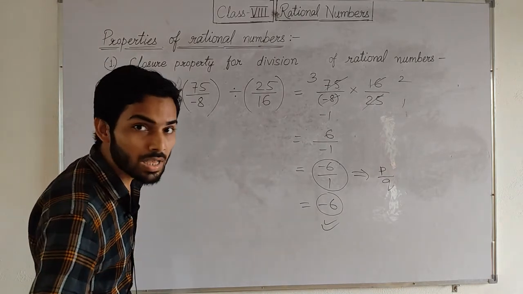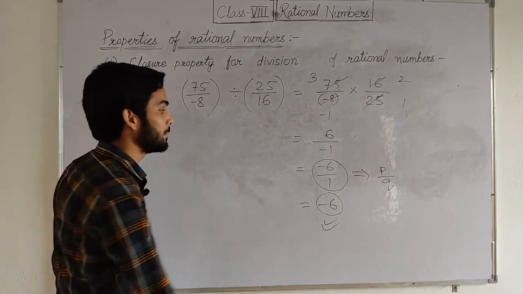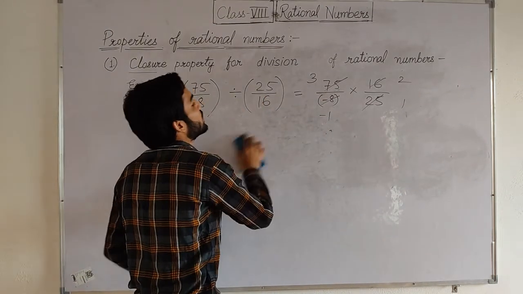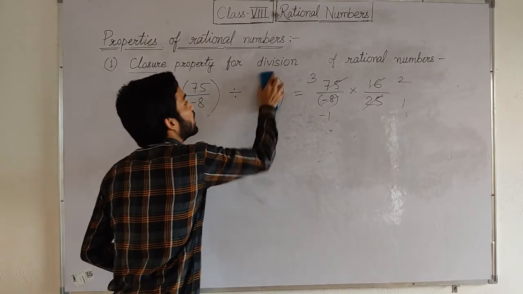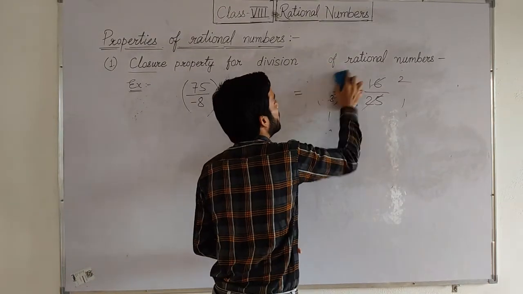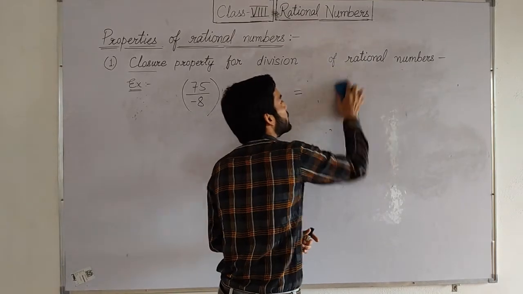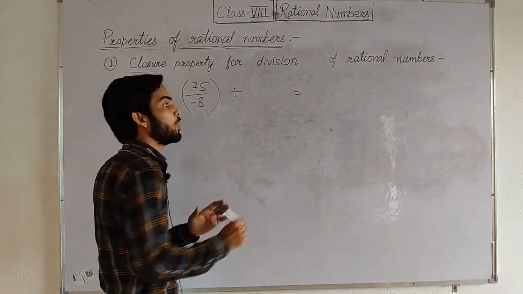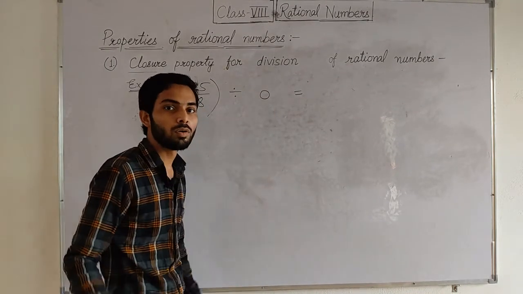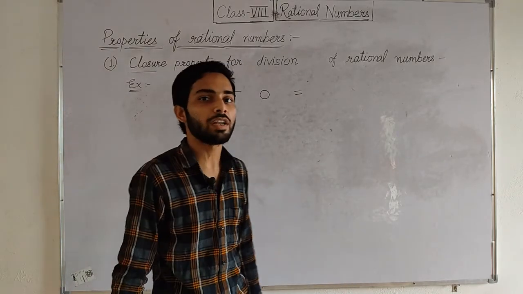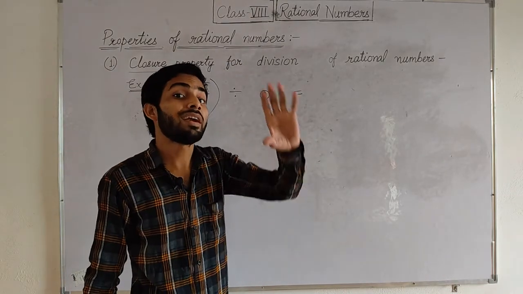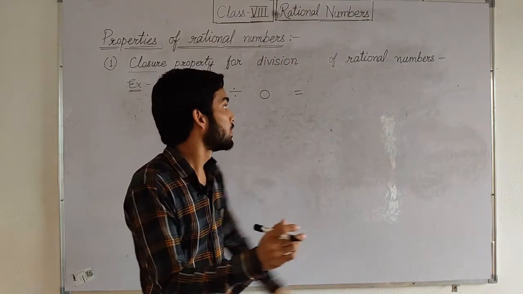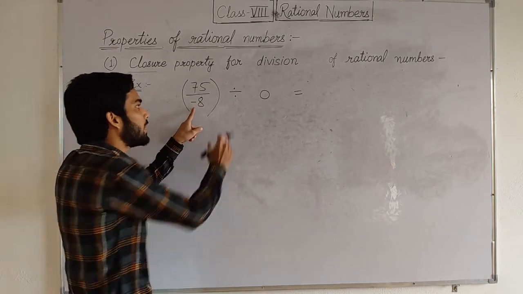But my dear students, I am going to take another example. Just look at that example carefully. Suppose I am going to divide 75 upon minus 8 by 0. Are you able to recall what you studied in the last video? When we were dividing any number by 0, we cannot divide it. Okay, 75 upon minus 8 divided by 0.